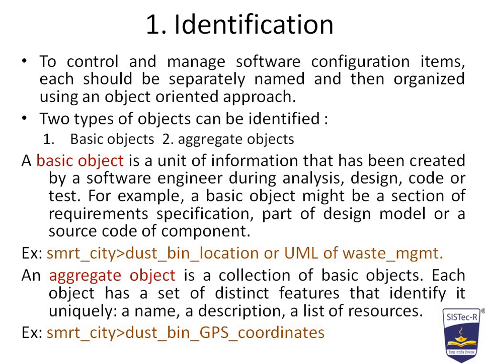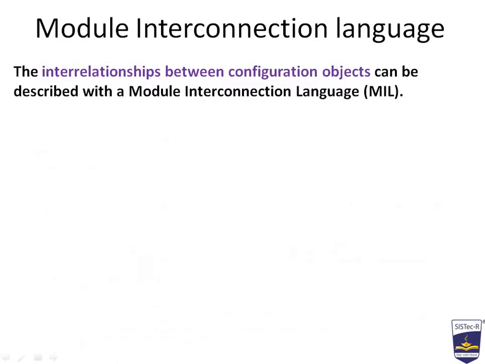Each object has a set of distinct features that identify it uniquely. Maybe it could be a name, a description, a list of resources. So in a smart city, we can have the GPS coordinate list of all dustbins. We can name it dust_bin_GPS_coordinates, which defines a list of all the dustbins that have to be plotted in the city at various locations.